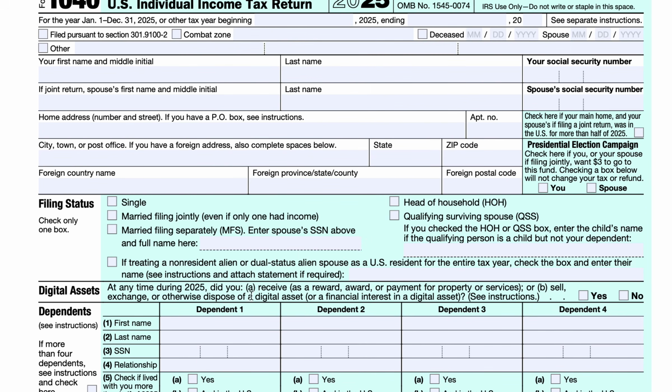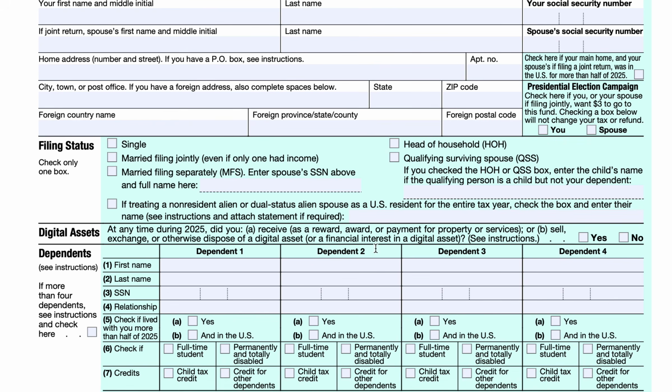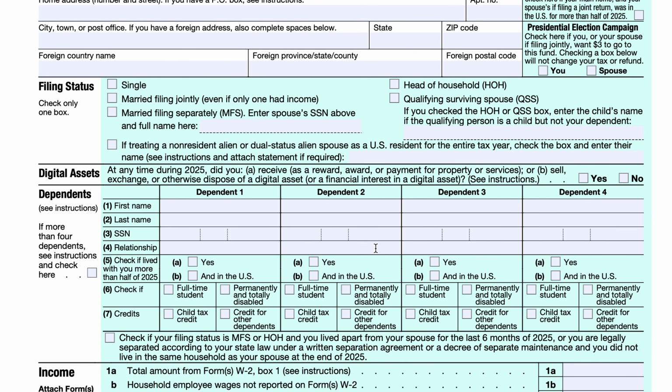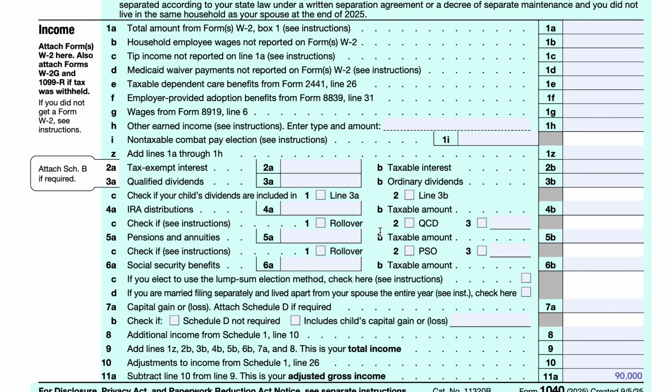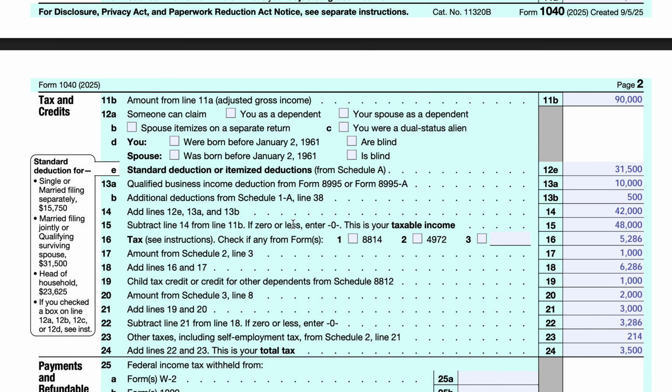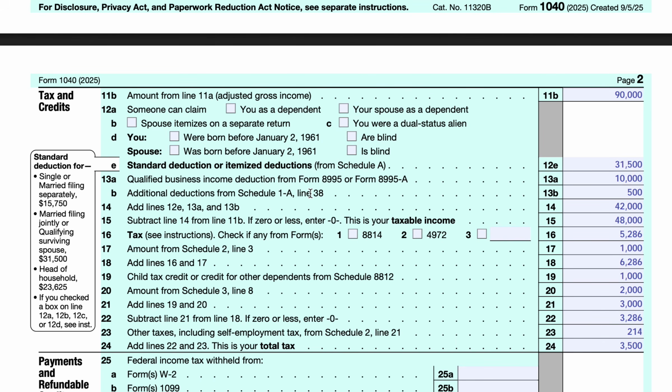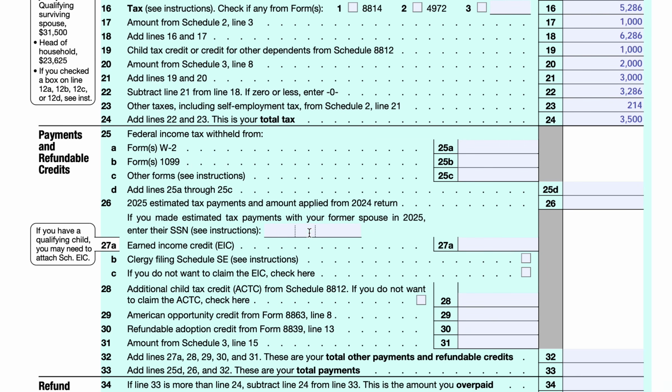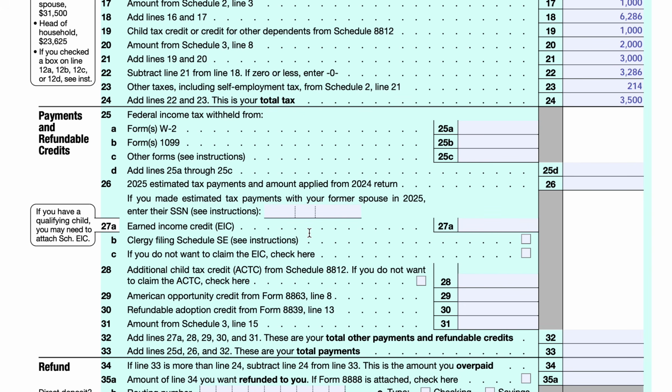If you want, you can go back to any of the other videos where we discuss the taxpayer information and the top part of the Form 1040. In another video, we calculate the income based on all the different sources of income. In our most recent video, we calculate the tax and credits. And now we're on the payments and refundable credits portion.